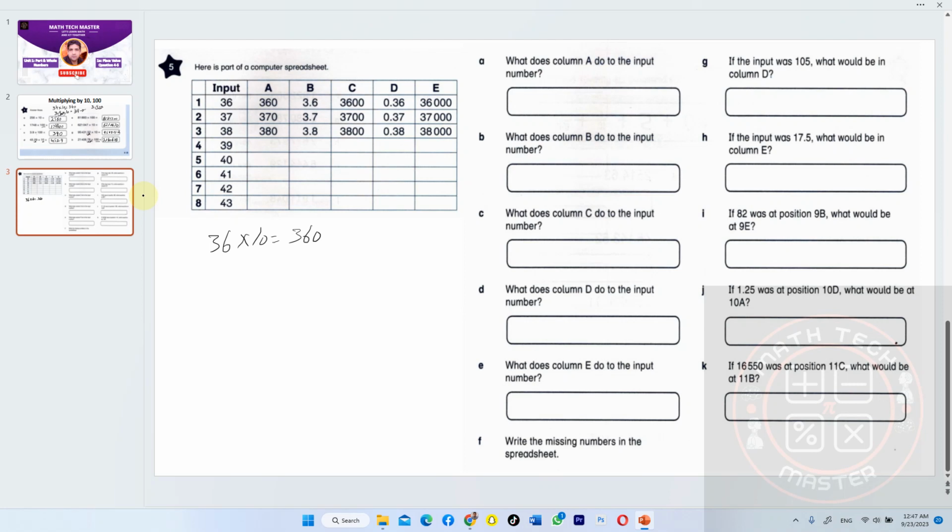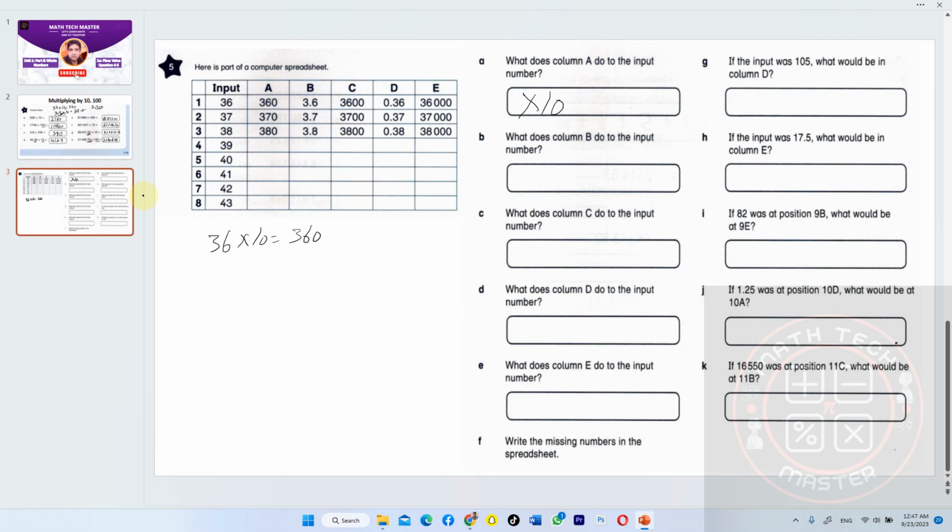So column A is multiplying the number by 10. So we will simply write multiply by 10. Okay, now column B. What does column B do to the input number? We know that when a number is multiplied by 10, 100 and 1000, the decimal moves towards the right of the number. But when the number is divided by 10, 100 and 1000, the decimal moves to the inverse side, meaning to the left side.